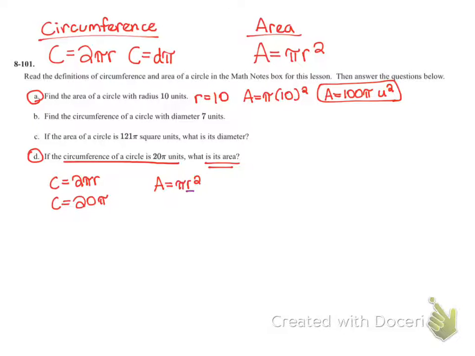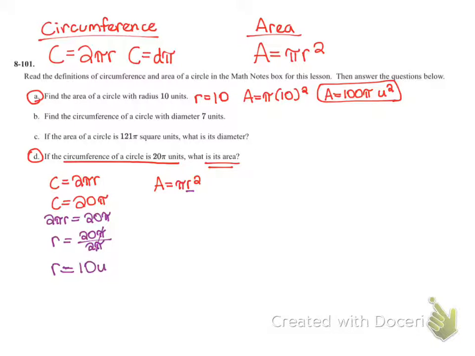So I can go ahead and set my circumference formula, 2 pi r, equal to the circumference of the circle, 20 pi. And then I want to get r isolated. r is what I want to know here. So I could divide both sides by 2 pi. So I get that radius is 20 pi divided by 2 pi. Okay, so I can see here that the pi's cancel. That's nice. And 20 divided by 2 is 10. So the radius of this circle is 10 units.